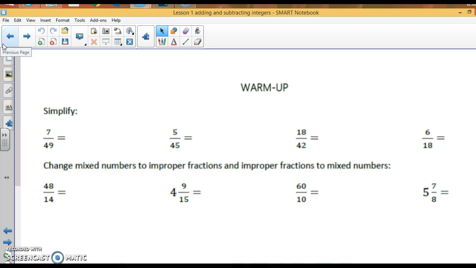Now, this is the first page in your note packet. We're going to do a warm-up. These are problems that I would expect you to already be able to do, simplifying fractions and going from mixed to improper or improper to mixed.